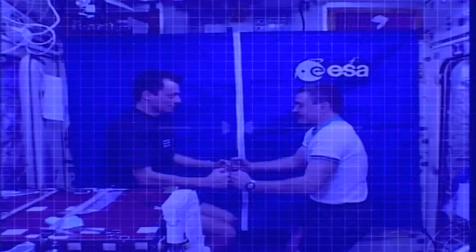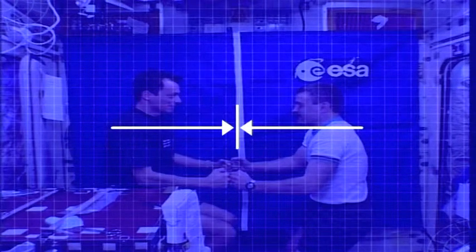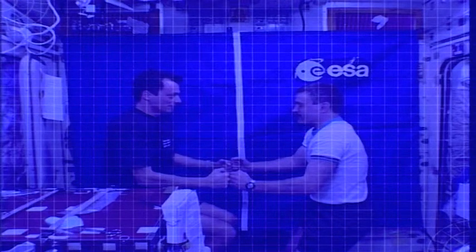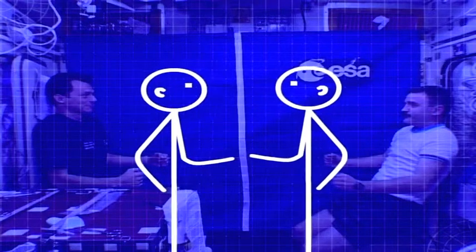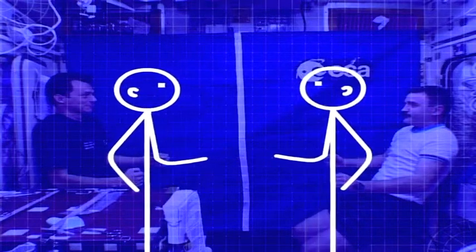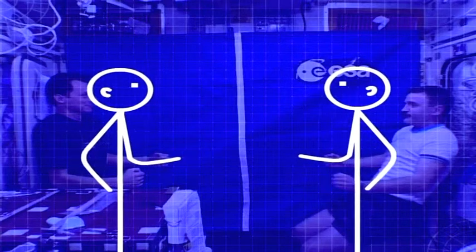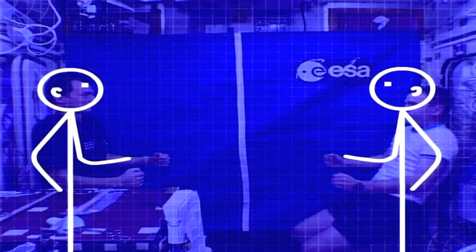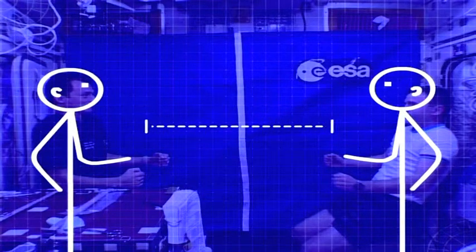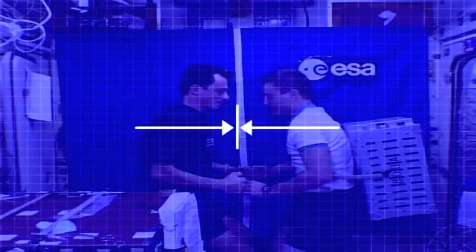What we see this time is that for every action, there is an equal and opposite reaction, Newton's third law of motion. Alexander pushes against Pedro, action. This causes Pedro to move, reaction. At the same time, Pedro pushes against Alexander, action, causing Alexander to move in the opposite direction, reaction. And they moved an equal distance. Action equal opposite reaction.